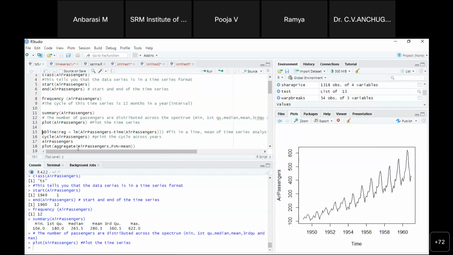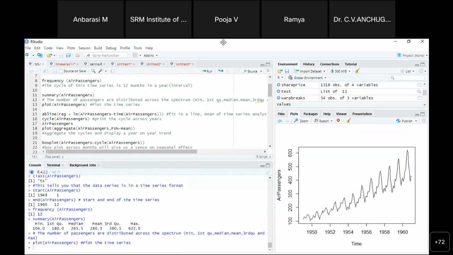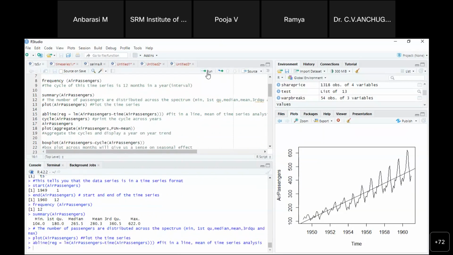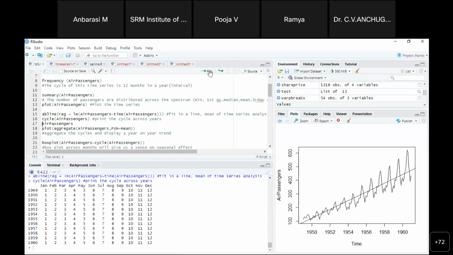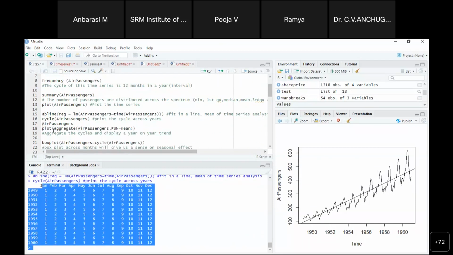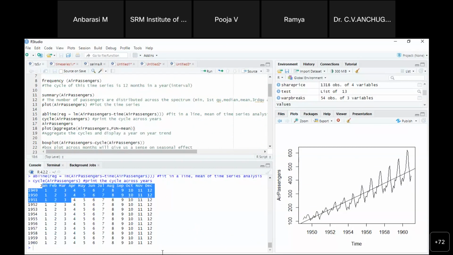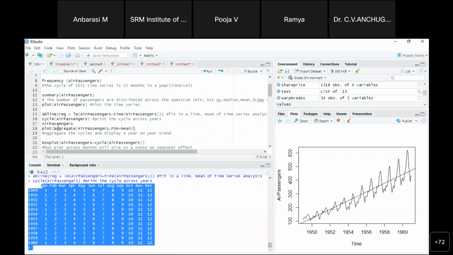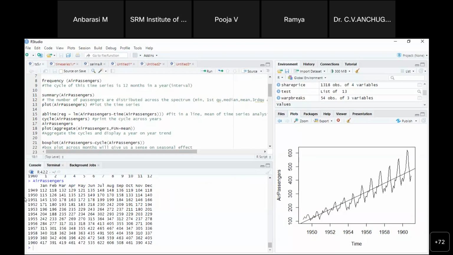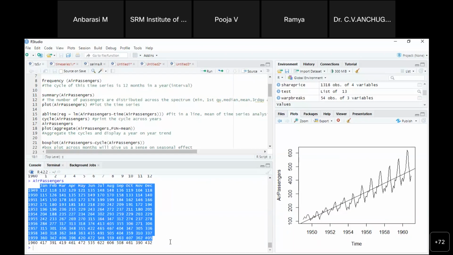Then what do you have to do? We have to convert that into a stationary one. So if I want to convert that into stationary, then what do you have to do? We have to call this particular function. So this is the data set, the complete data set we are having. This is actually the cycle. Cycle only we are going to print it. If I want to see the data set, this is the data set. Okay, so this is the data set for the air passengers.